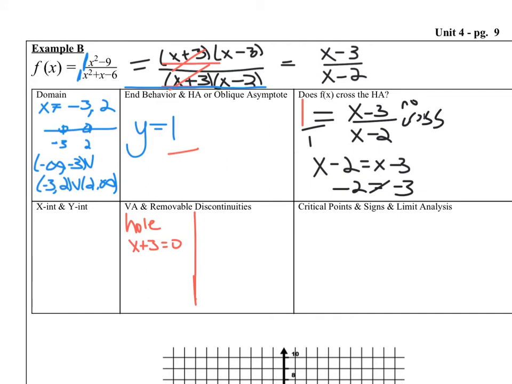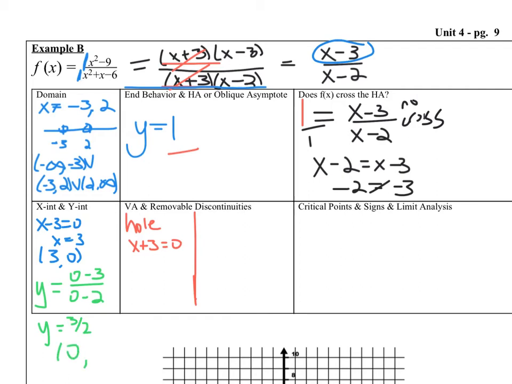All right, x-intercept means I'm going to set my simplified numerator equal to 0 and solve. So x minus 3 equals 0, x equals 3, so my x-intercept is at (3, 0). Y-intercept means to plug in 0 for x. In any of my equations, that last one is really simple, so I'm going to use that one. Once again, it doesn't matter which equation you plug it into. You should get the same answer.